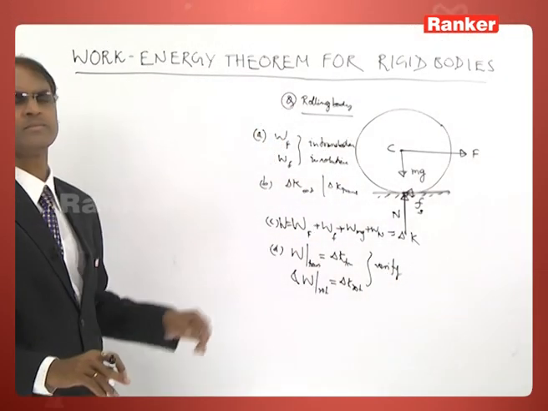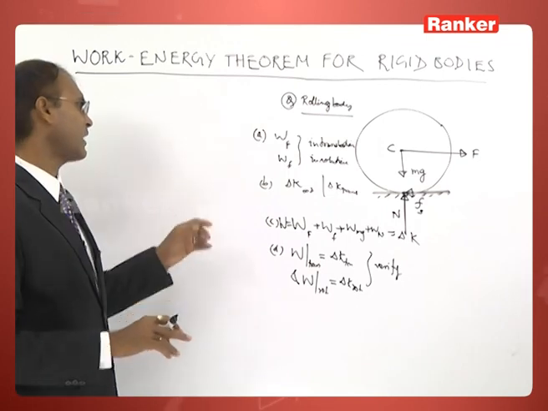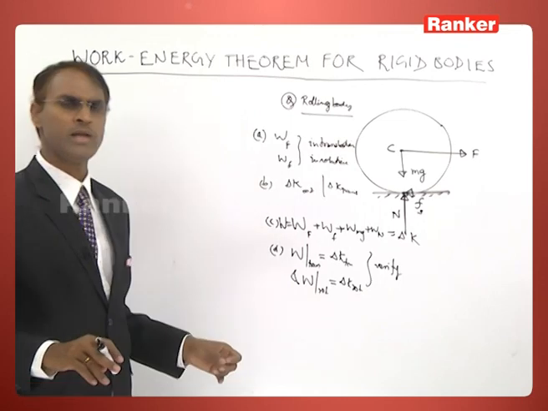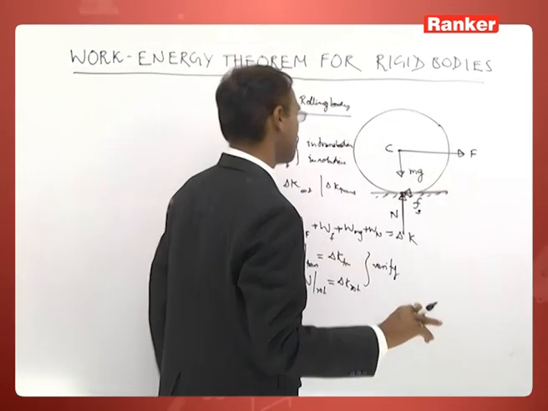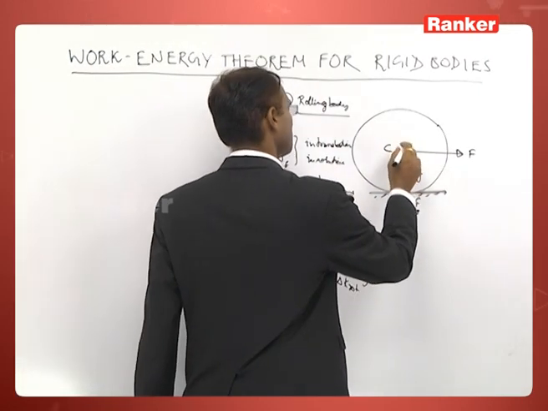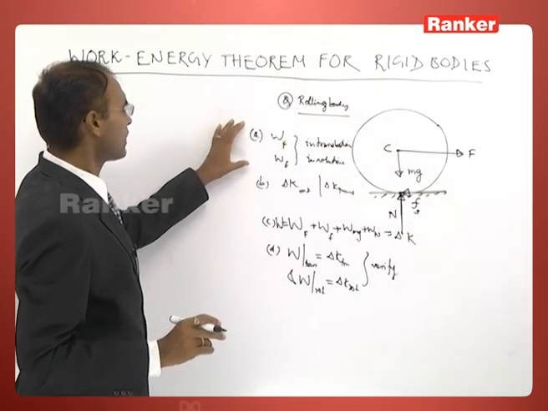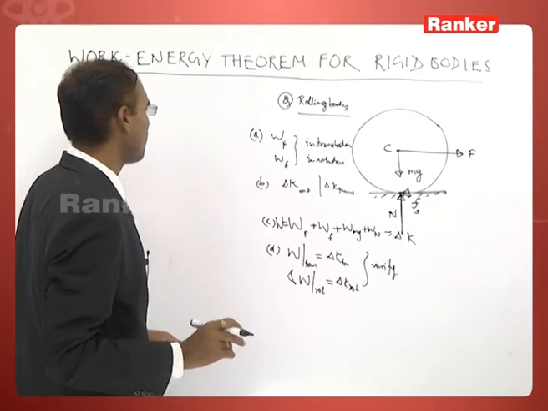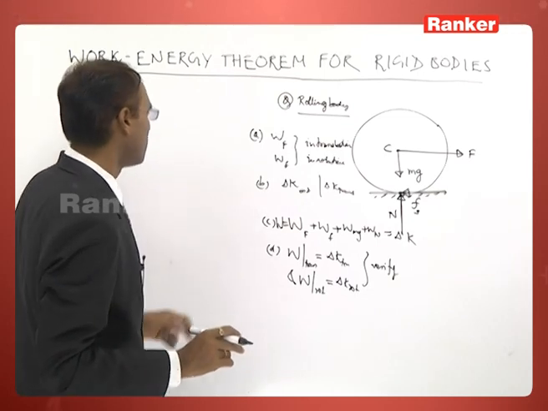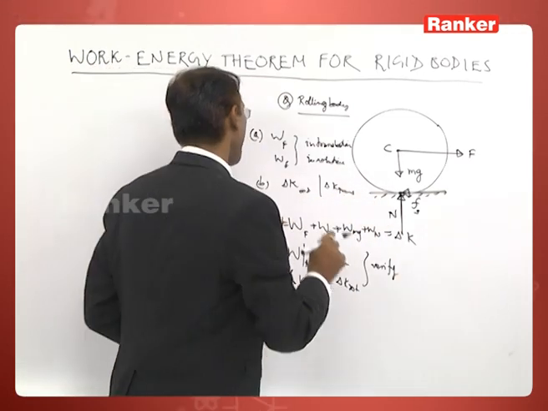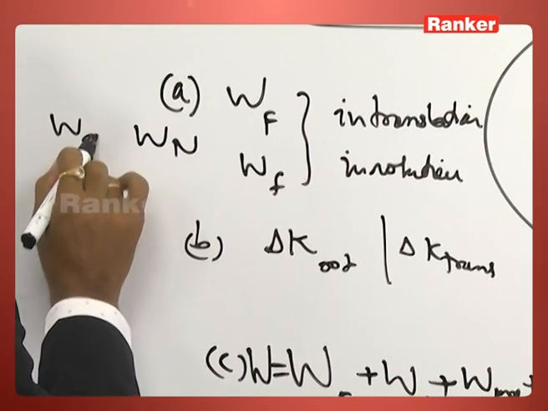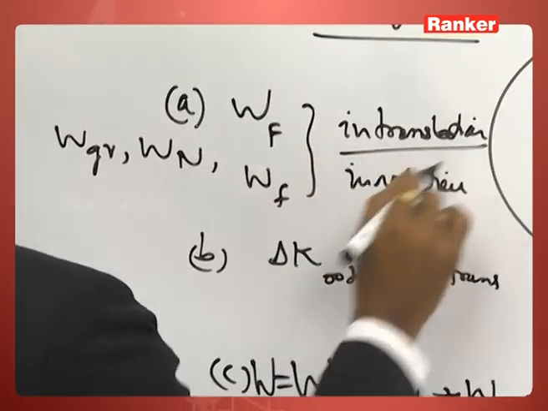That's a very basic example I have taken. For this, we need to draw the free body diagram. I have shown all the forces acting on the rigid object. Let us calculate the first part: the work done by the applied force, the work done by the force of friction, the work done by the normal reaction, and the work done by gravity, in translation and in rotation.